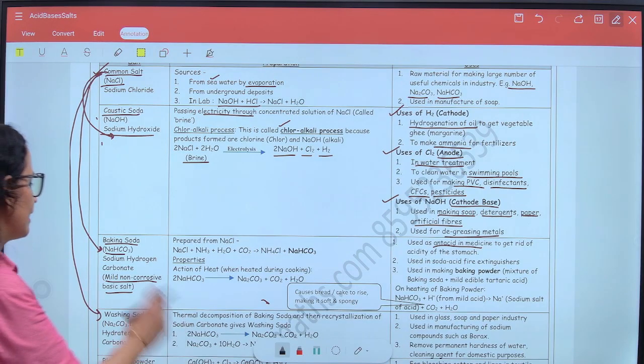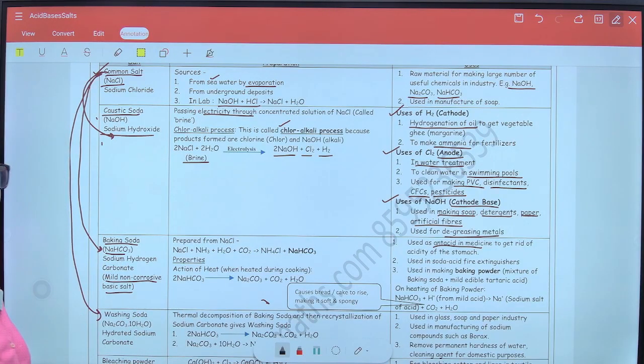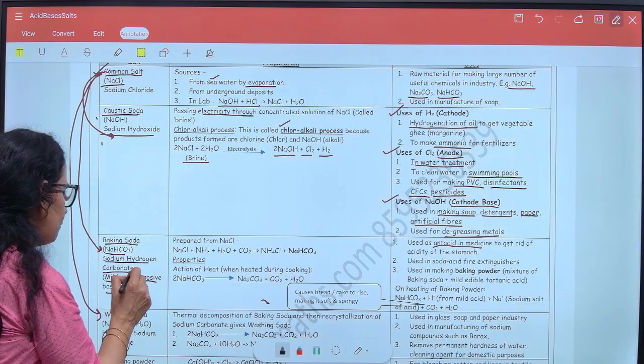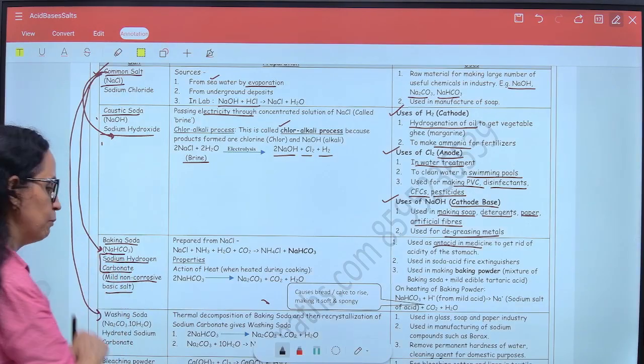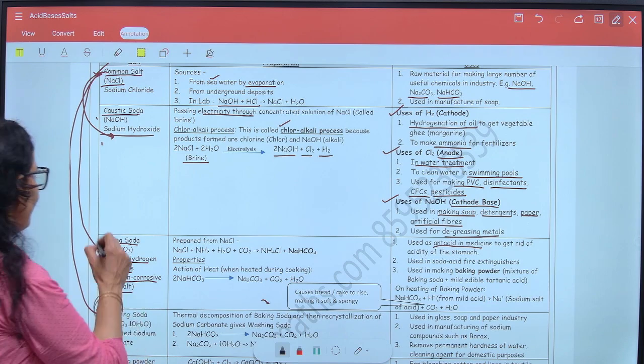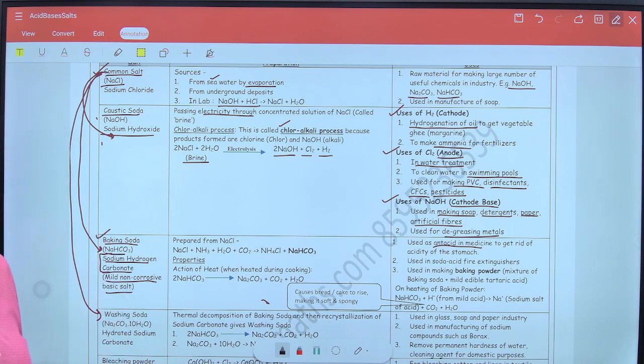So as this says, it is a basic salt. It is created from NaOH, so anyways it has to be basic in nature. The chemical name is sodium hydrogen carbonate and the common name is baking soda. Have you used baking soda for making cakes? Yes. It is used to make your cake fluffy and soft and spongy, right?